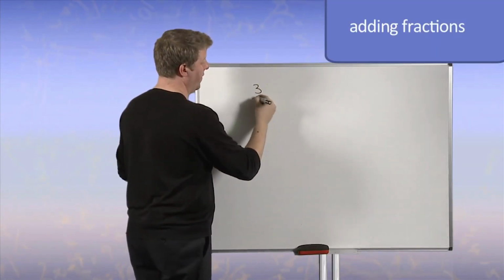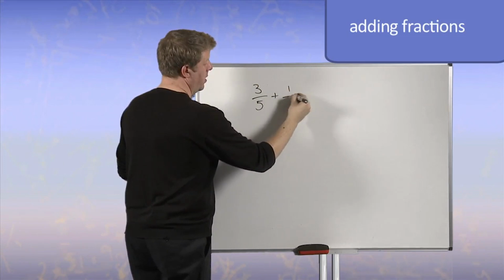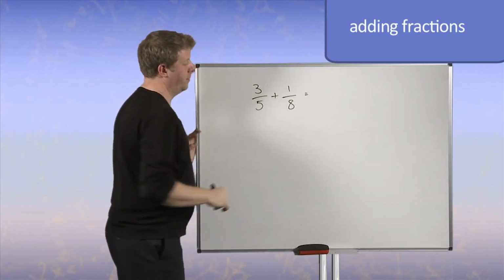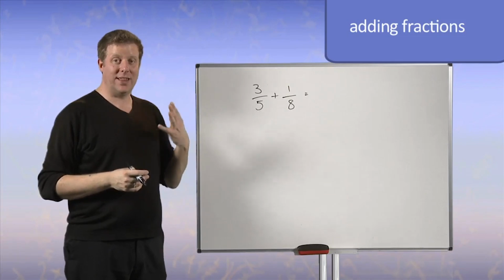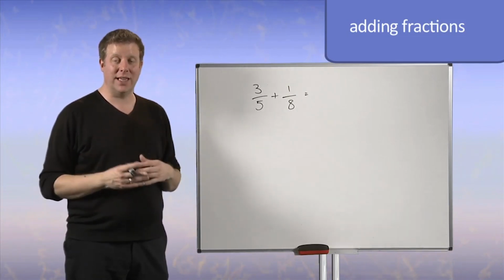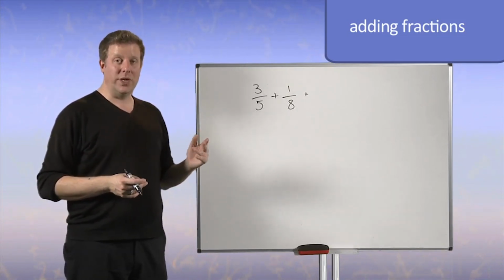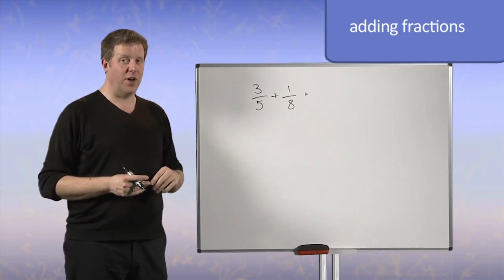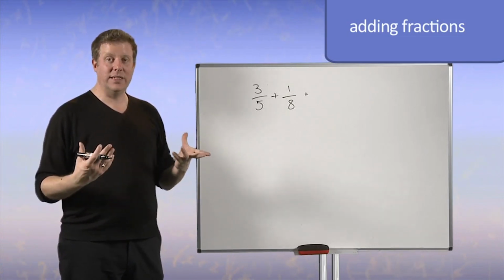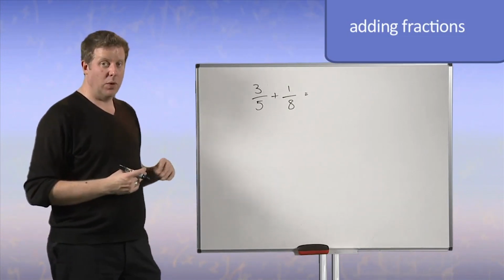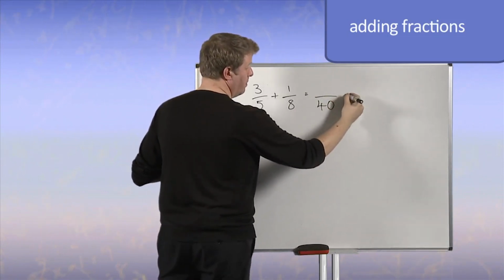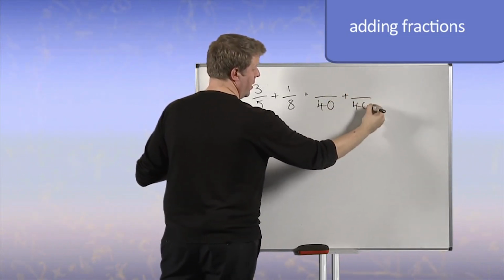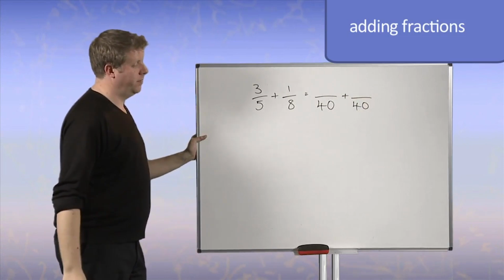We'll do 3/5 add 1/8. Now obviously they don't have a common denominator at the moment, so I need to think of a number that I can use as their common denominator, and it will need to be a multiple of both 5 and 8. The easiest one to think of is 5 multiplied by 8, so 40. So I'm now going to write them both as equivalent fractions over 40.